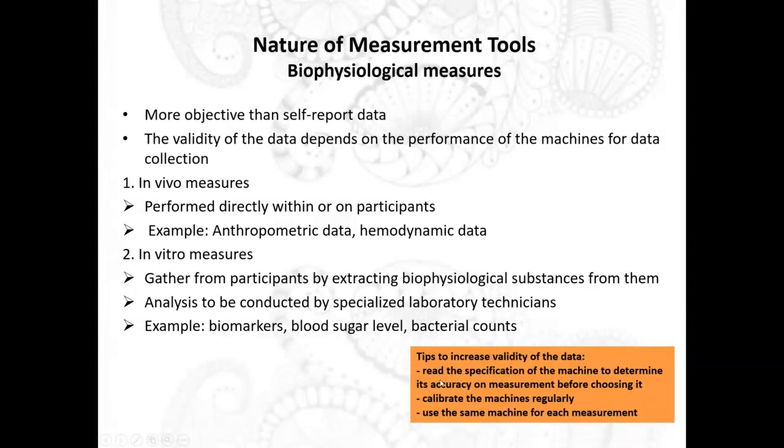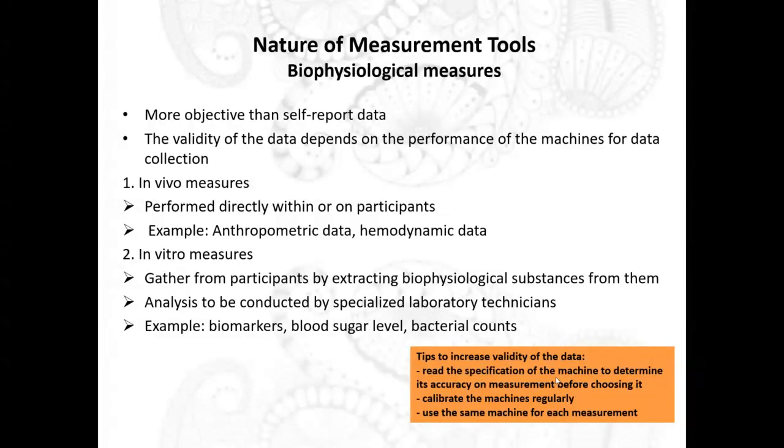And the terms we use, I highlight in the orange box here. If the instruments you use in your studies are machines, we usually read the specifications of the machines. Every machine comes with a specification, and the specification tells how accurate and reliable the machine is. It will give you all the data there.